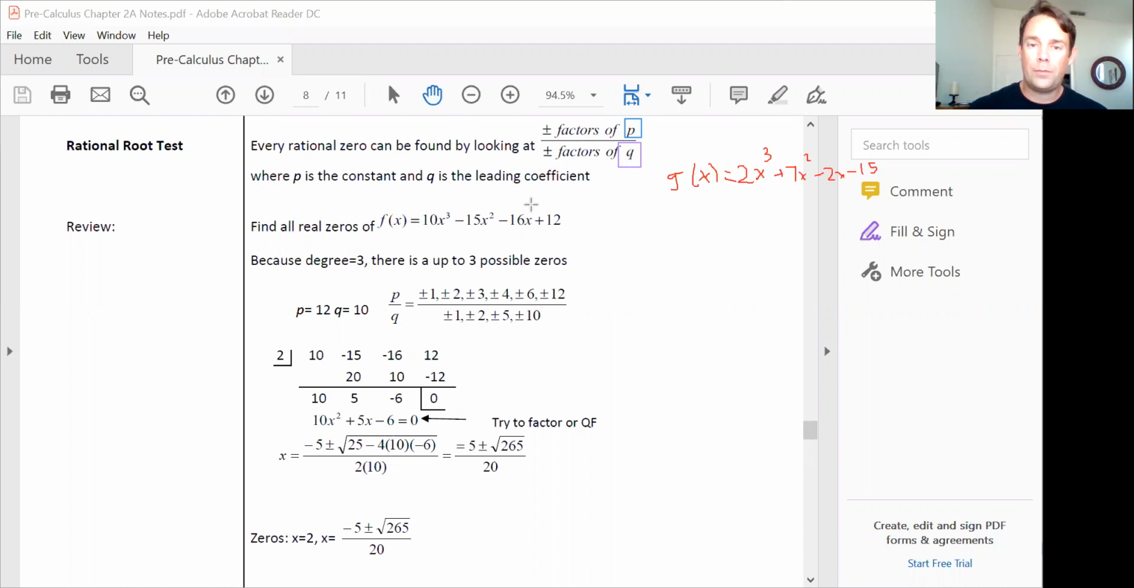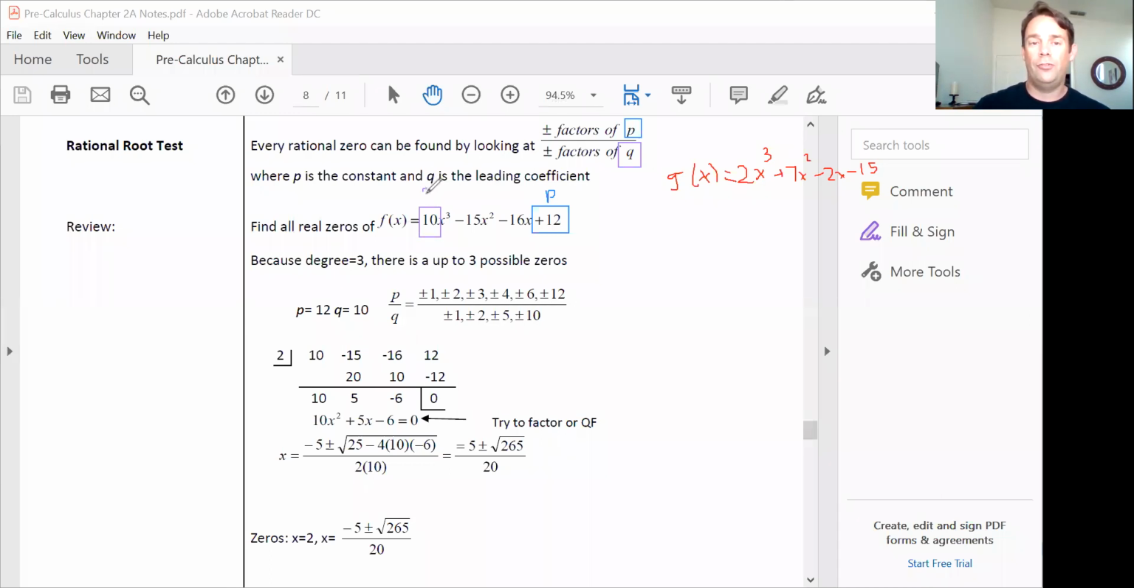P is the last number, okay? So P is always going to be all the factors of our last number. And again, this is a crazy little theorem. It was really cool back before we had graphing calculators because it helped us break down an infinite number of possibilities down to a handful that we could actually deal with.